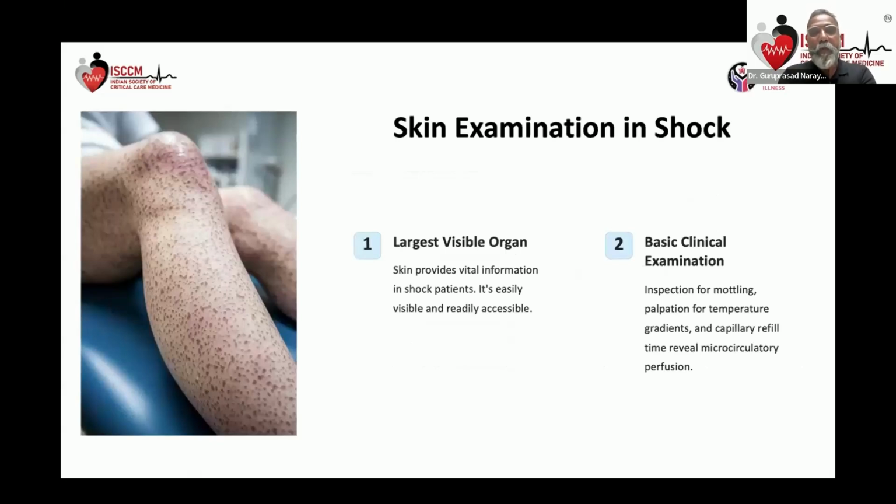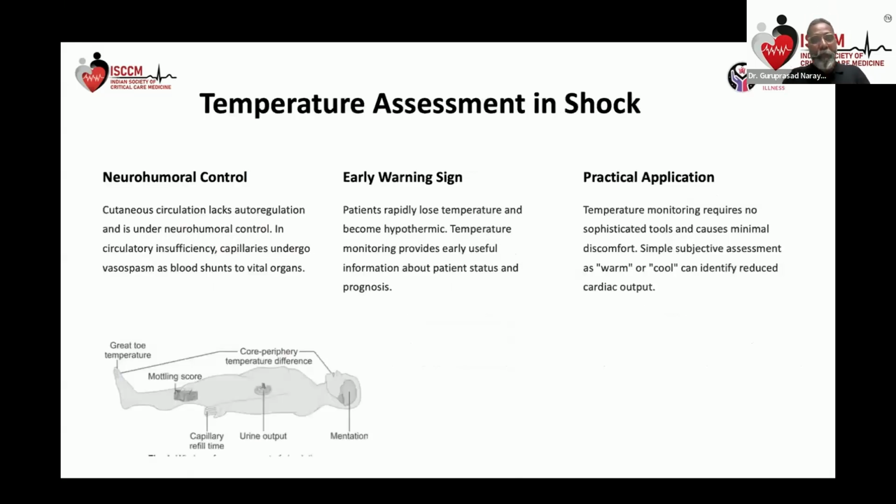So skin is one of the largest organs. You get most of the clues when you touch the patient. If the patient is cold and clammy, definitely this patient is in some serious trouble. And more you can find by inspection, you can see mottling, and by palpation you can see temperature gradients, and you can also do a capillary refill time.